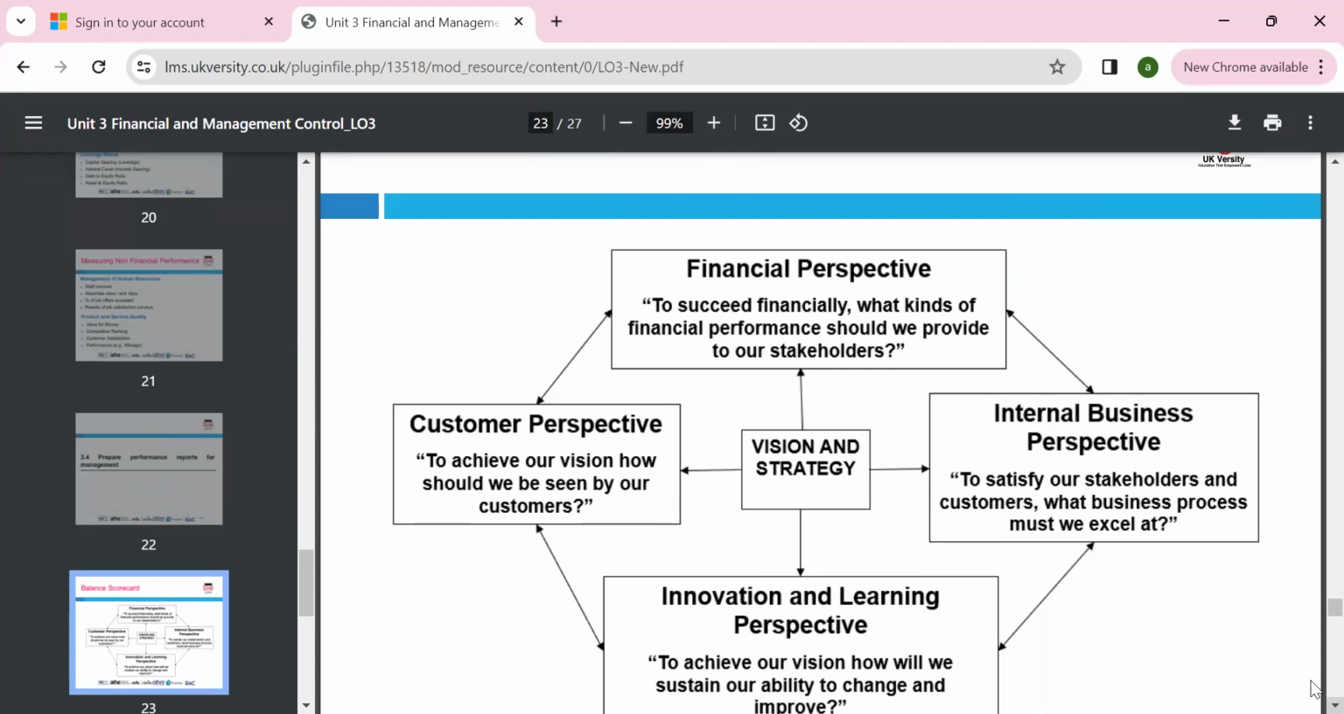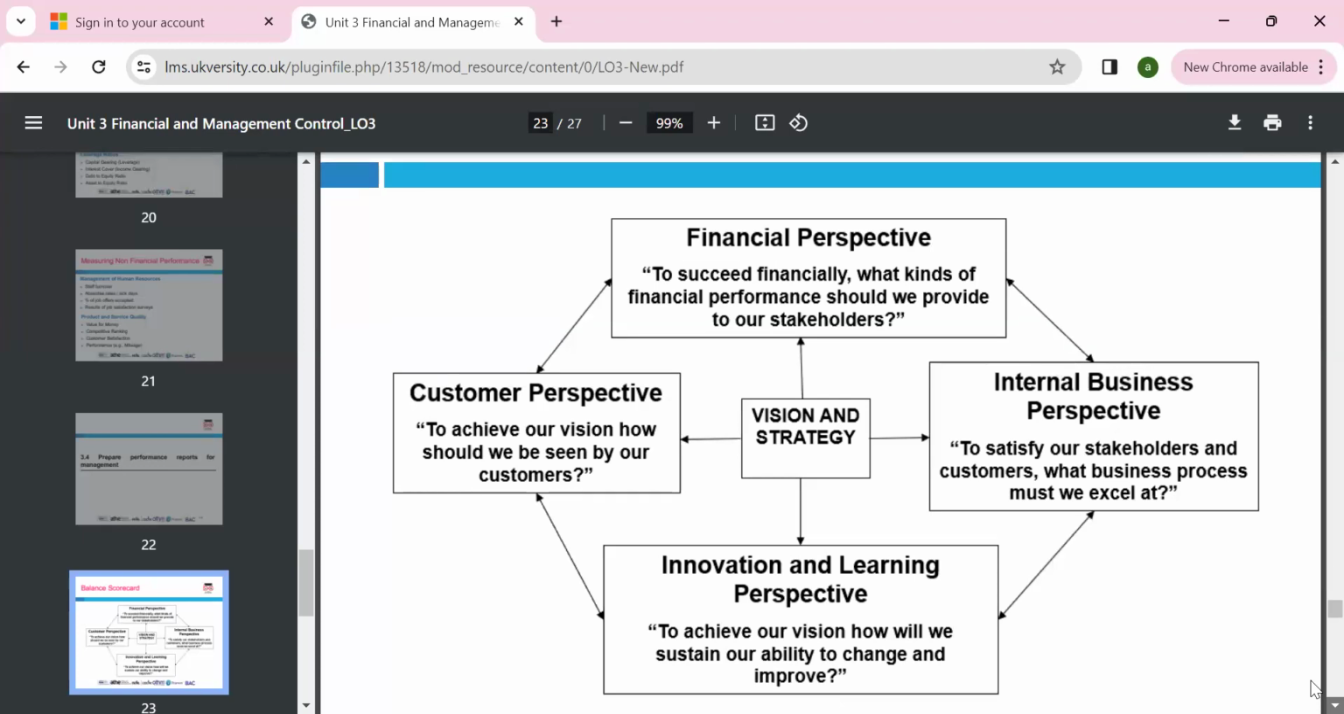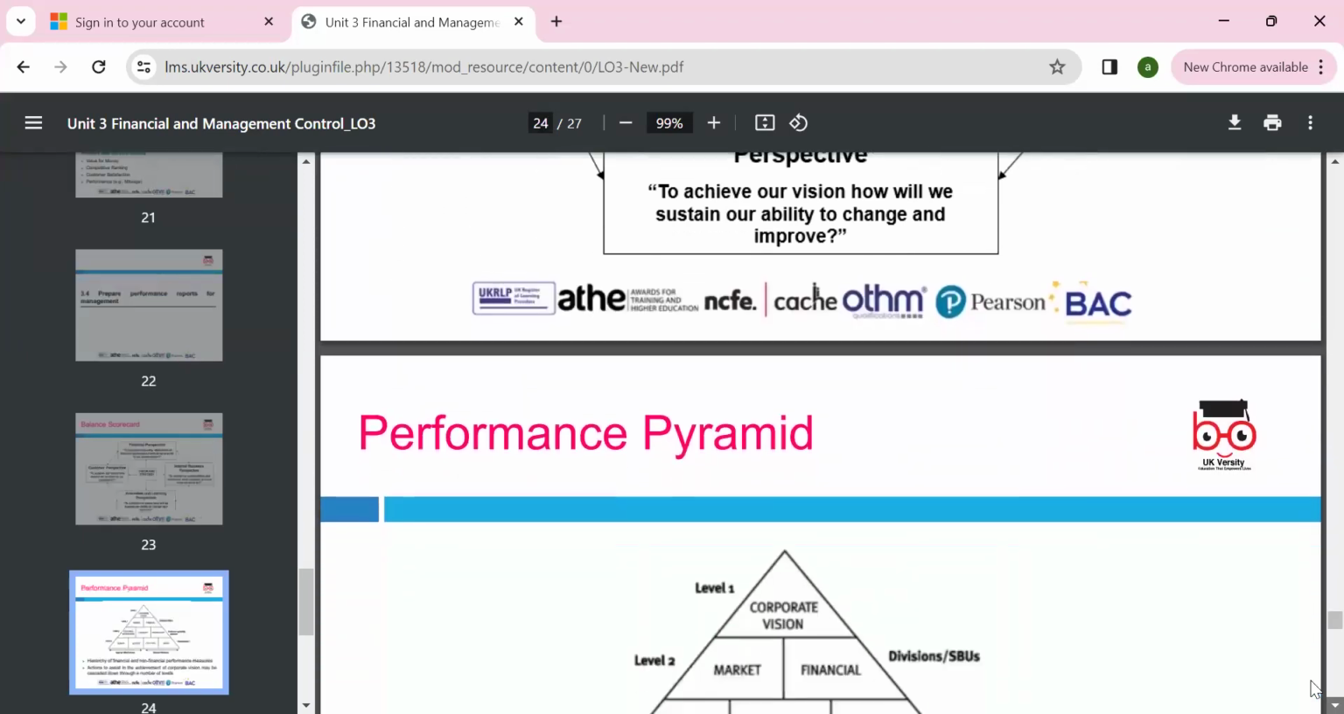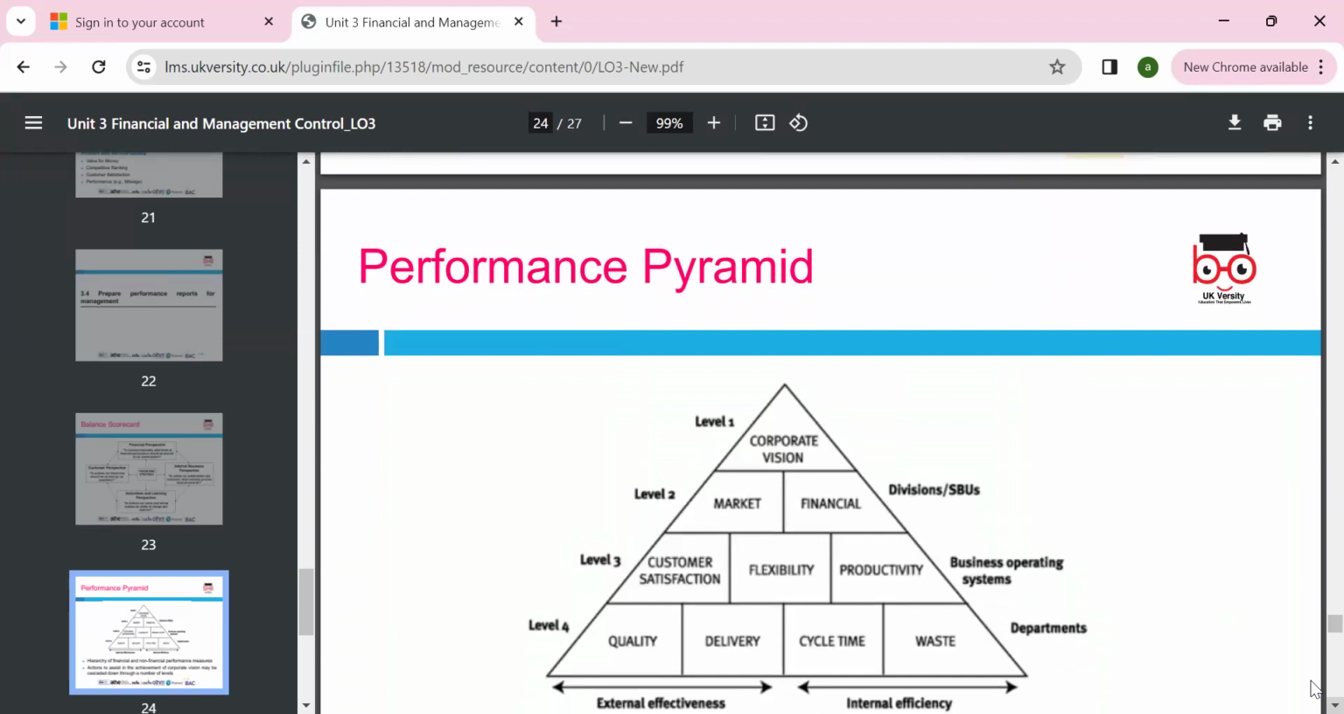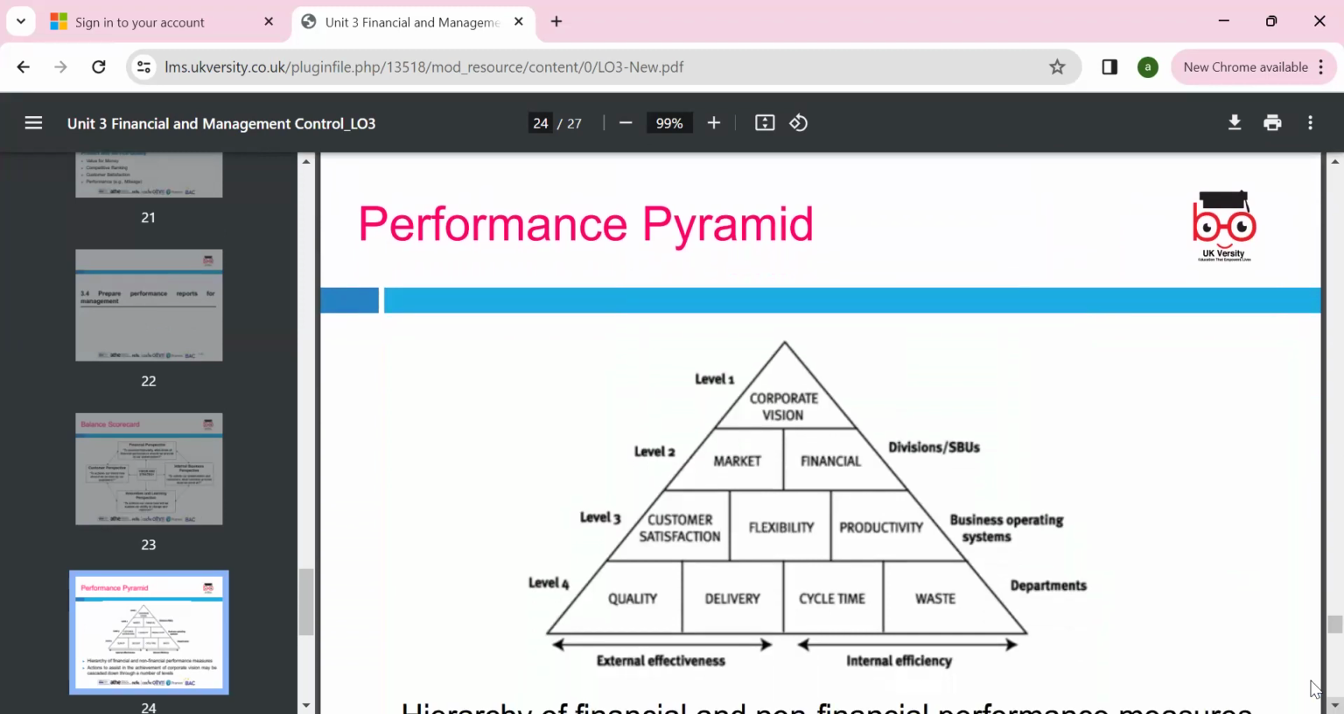From the internal business perspective, we satisfy the stakeholders and customers, and from the innovation and learning perspective, we ask how to sustain the ability to change and improve. From the customer perspective, we demand quality and returns. We can look at the performance pyramid, with different levels of performance: organization and market, financial, customer, flexibility, productivity, quality, delivery, cycle time, and waste time.